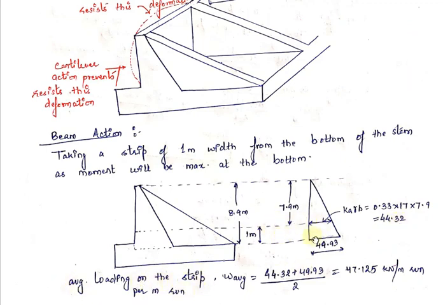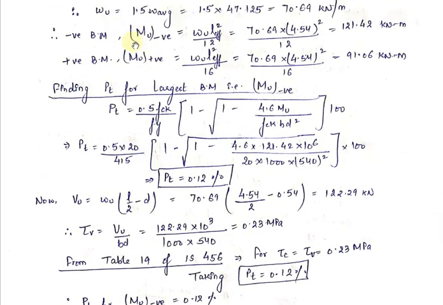If you see this strip, at the top the value of the pressure intensity is something different, and at the bottom it is something else. So we will take the average of the two values. After taking the average, it will give you W average. After W average, I can find out the value of ultimate load, which will be factor of safety into W average. So this will give you 70.69 kilonewton per meter.